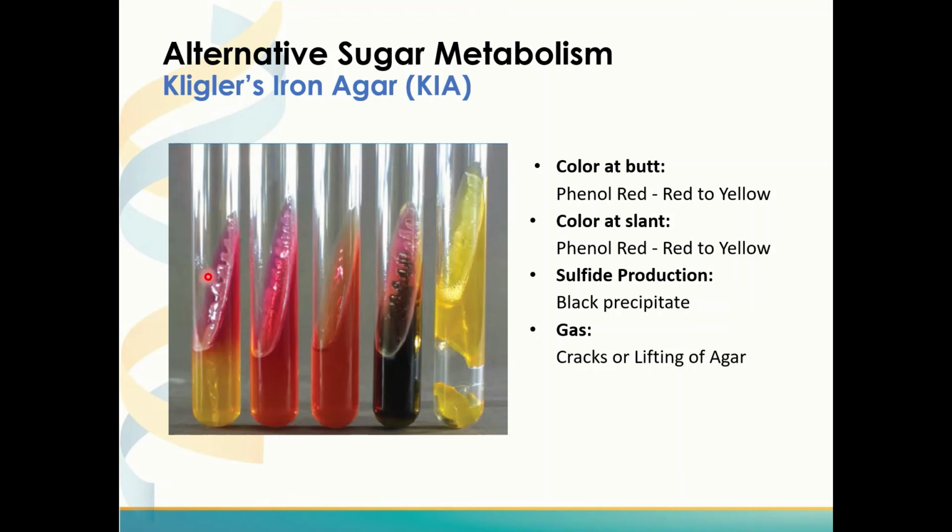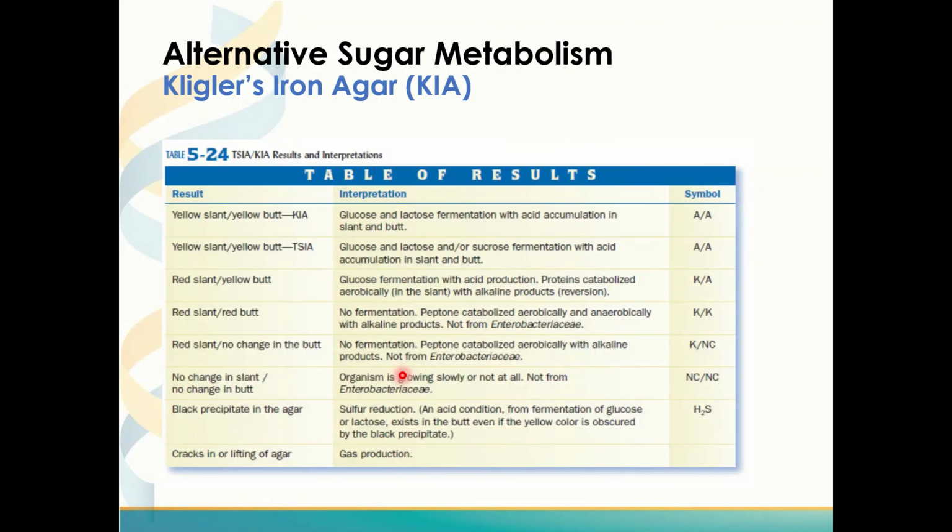Red slant and yellow butt with or without gas production indicate glucose fermentation has occurred, while yellow slant and also butt with or without gas production indicate lactose and/or sucrose fermentation has occurred. Whereas if the slant and butt are red, it means no carbohydrate fermentation has occurred. Lastly, only cultures of organisms capable of producing hydrogen sulfide will show an extensive blackening in the butt because of the precipitation of the insoluble ferrous sulfide. You can see more on how to interpret the result by studying this table.